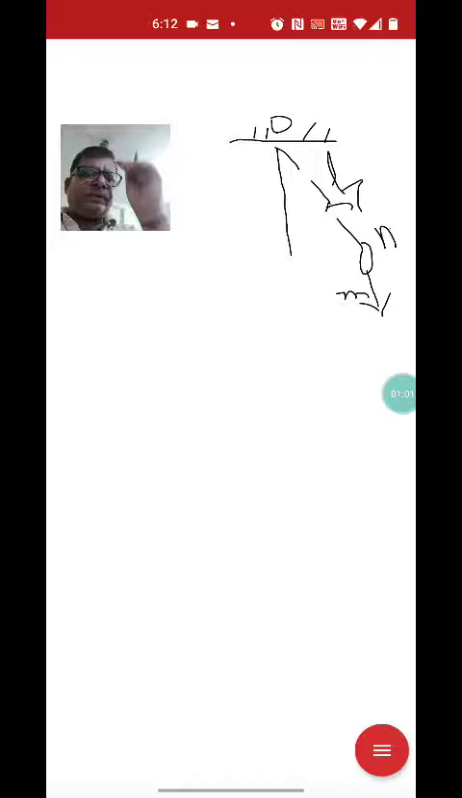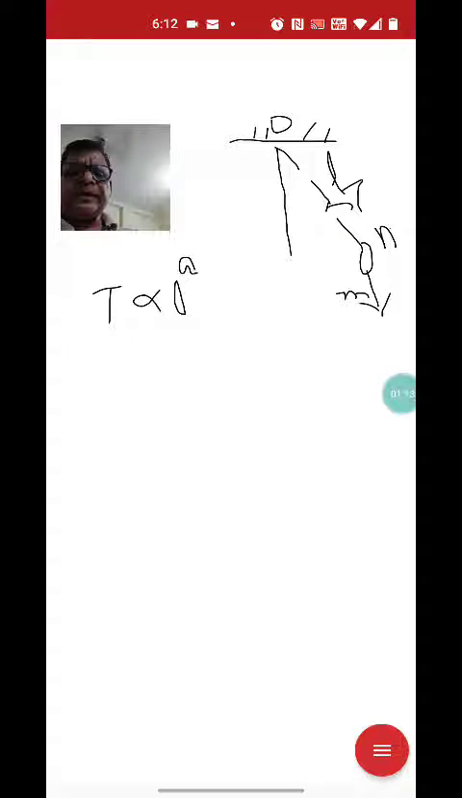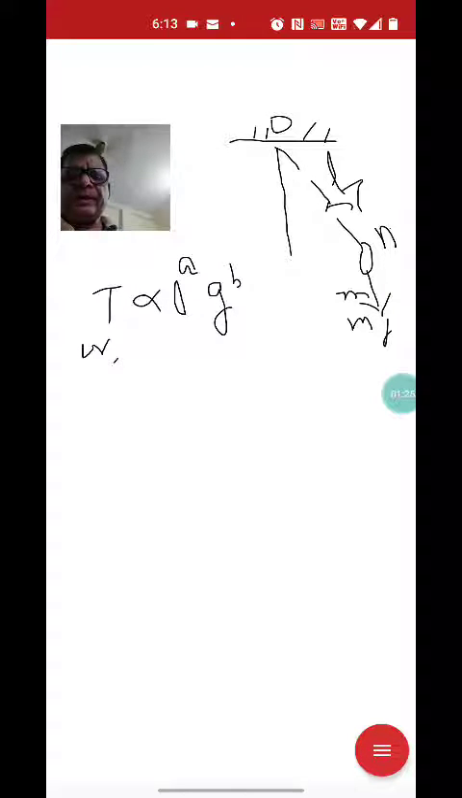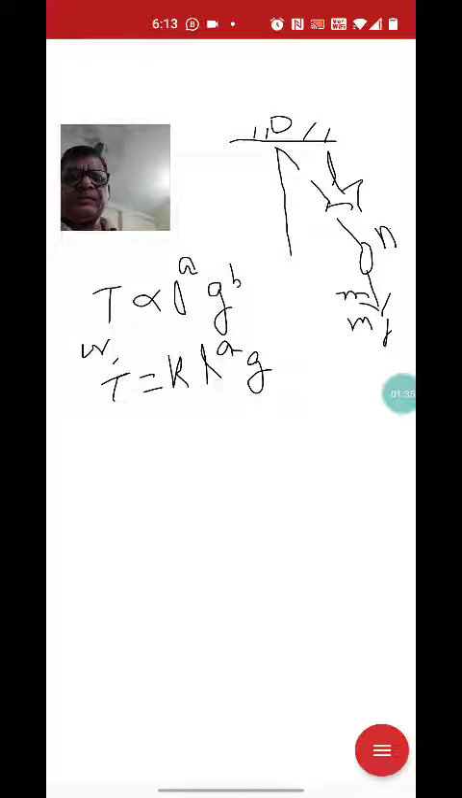To establish the relation among T, L and g, let us consider the time period T is directly proportional to L to the power a, g to the power b, where g is the acceleration due to gravity. So we can write here weight is mg. Now we write T is equal to some constant K, L to the power a, g to the power b.